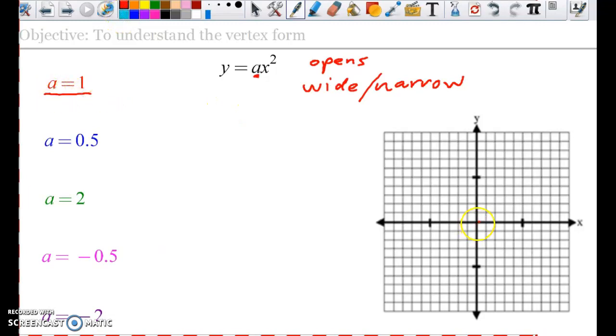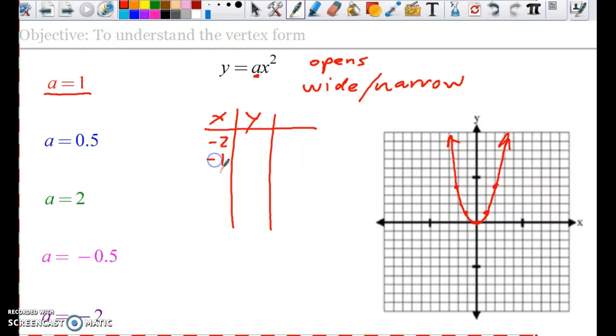If a is 1, that's the normal condition. It looks like this, where I'd go over 1, up 1, over 2, up 4, and vice versa around the axis of symmetry. So I'd go left 2, up 4, left 1, up 1, 0, 0. This is the table method we've been using before. I have x, then x squared, so negative 2, negative 1, 0, 1, and 2. I'd square it: 4, 1, 0, 1, and 4. Then I'd multiply by the a value. For the first one, a is 1, so it would be 4, 1, 0, 1, 4, and that's the graph I had.